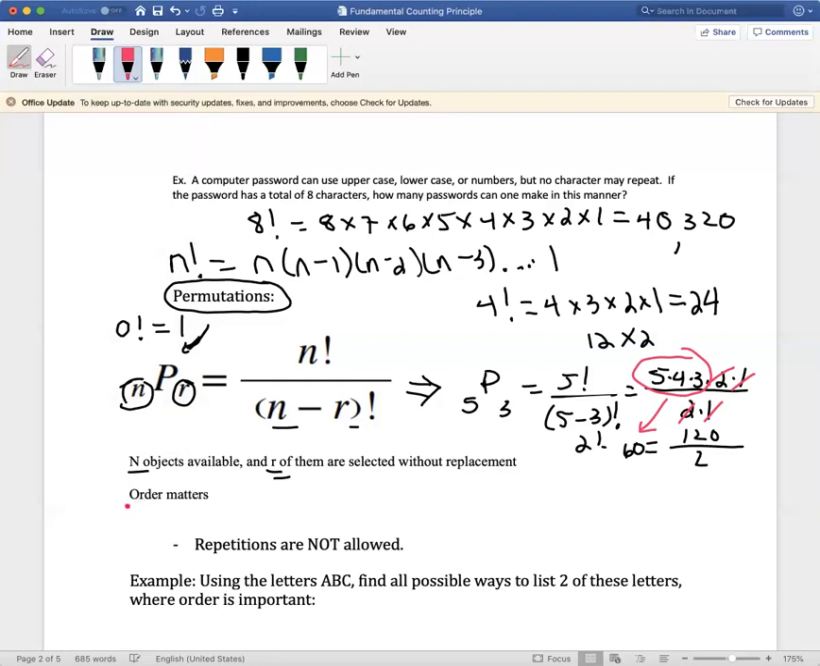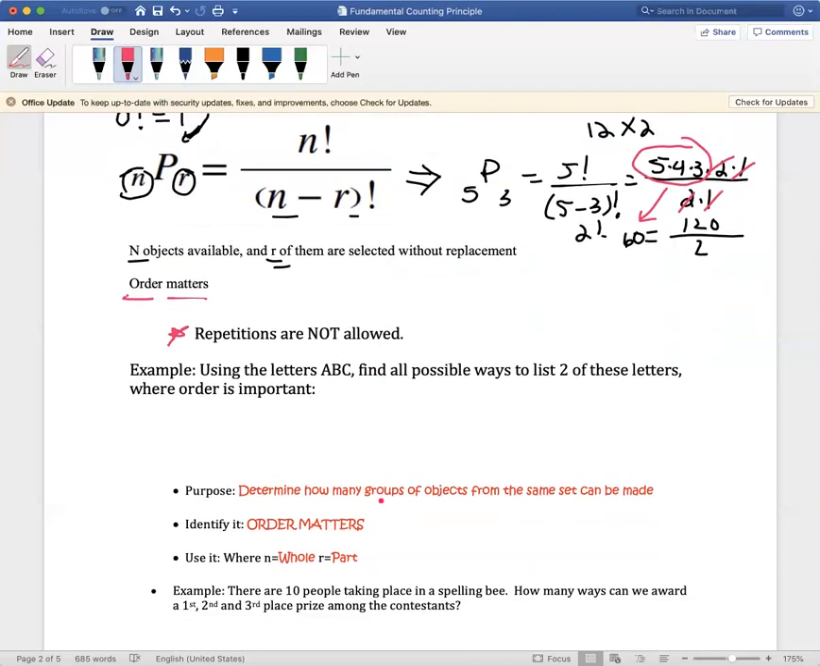And when we talk about permutations, we're talking about this idea that order matters. And in permutations, you cannot repeat. So repetitions are not allowed. So let's talk about what that means when we say this idea that order matters.